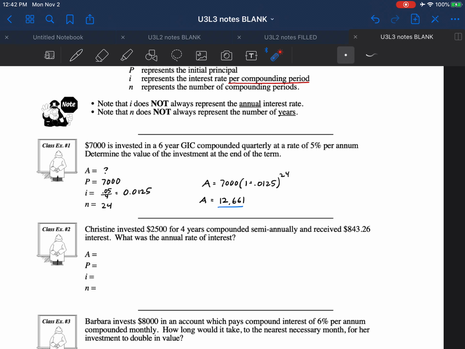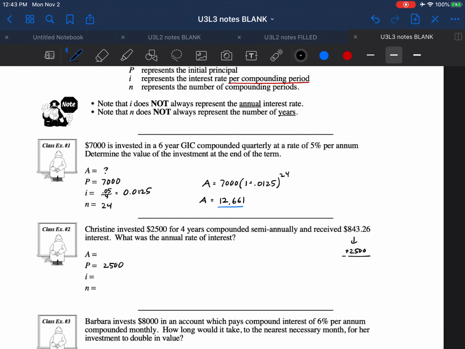Okay, second case. 2,500, 4 years, compounded semi-annually, which means twice a year. The interest received was $843.26. What's the annual rate of interest? This is a little bit tricky. Our principal is 2,500. She received 843.26, so this plus her initial investment of 2,500 is what the final amount was.